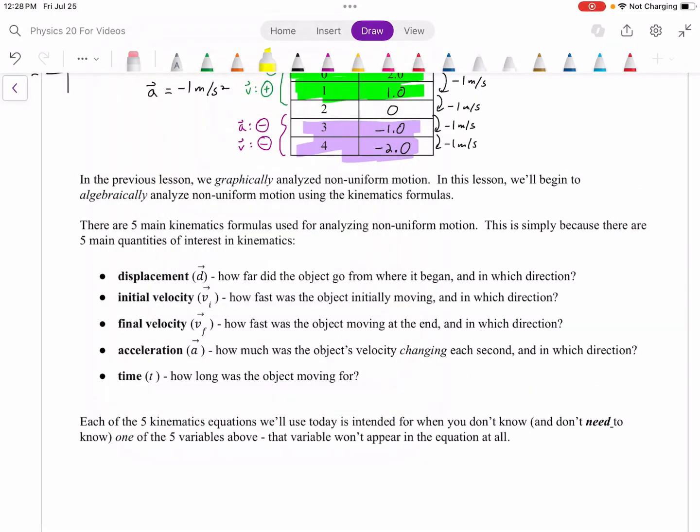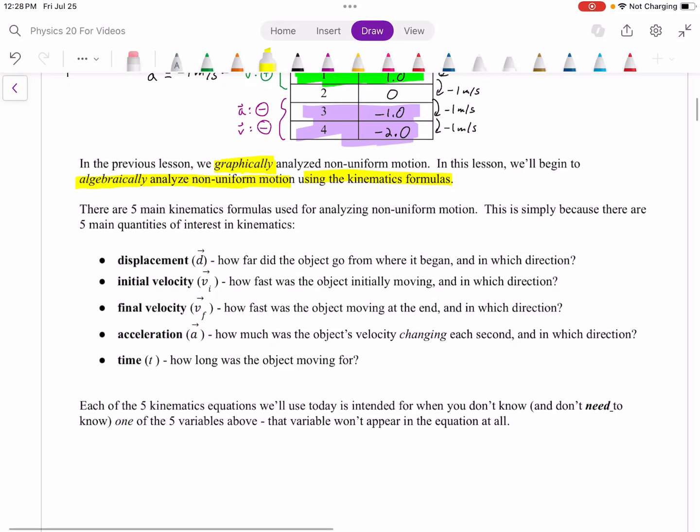In the previous lesson, we looked at non-uniform motion a lot, but all of our analysis was graphical. We weren't really using formulas and manipulating and plugging in numbers. We were looking at graphs. It's a good way to introduce the concept, but another tool in our kit, another way we can work with this, is algebraically analyzing non-uniform motion using our kinematics formulas. So that is what we are going to do today.